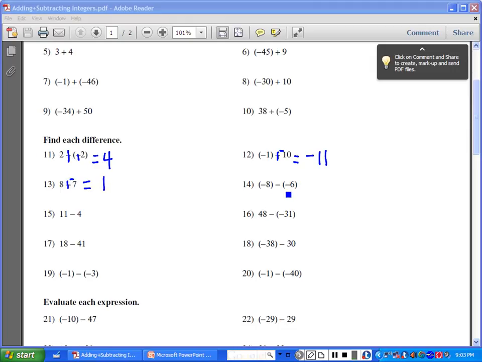Okay. Let's try working number 14 on another page. Negative 8 minus a negative 6. So, of course, it's a subtraction problem, but with all subtraction problems, we're going to change the minus sign to a plus sign, and we're going to change the second sign to its opposite sign. So therefore, we have different signs. We're adding numbers with different signs.